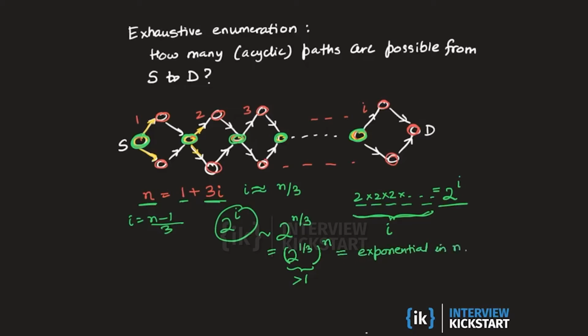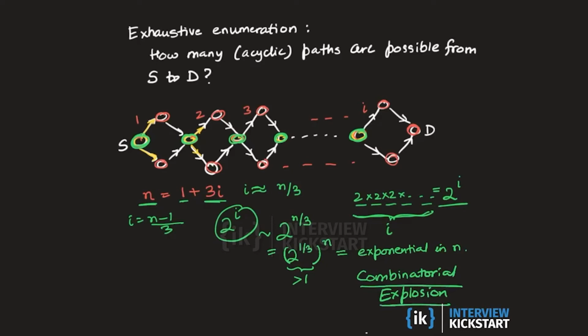So if we try to follow this approach of enumerating all the different acyclic paths from S to D, we are going to end up enumerating an exponential number of paths. So basically we get a combinatorial explosion if we follow this naive exhaustive enumeration approach.